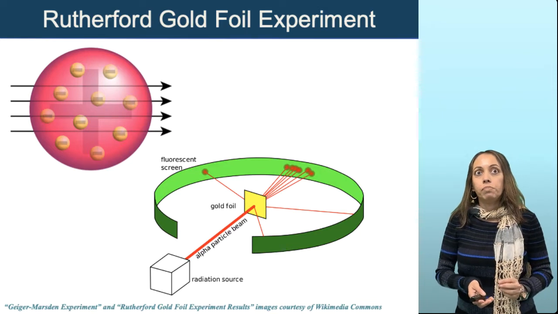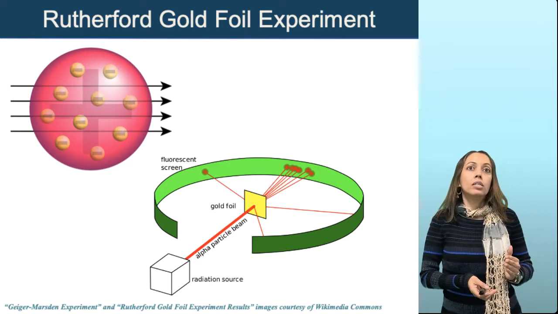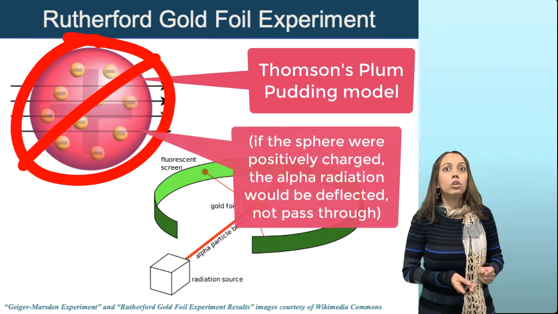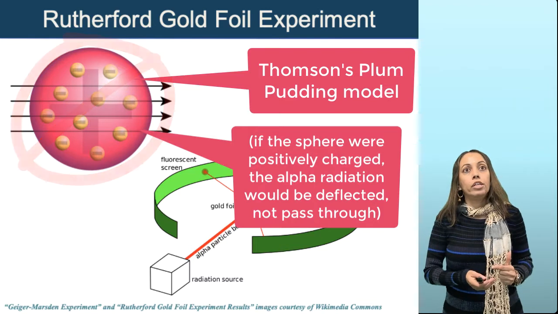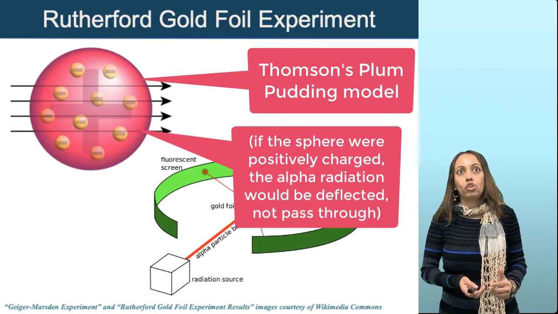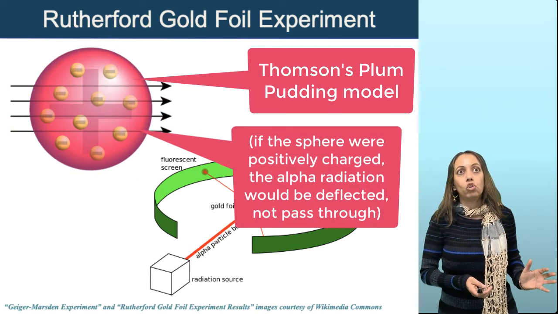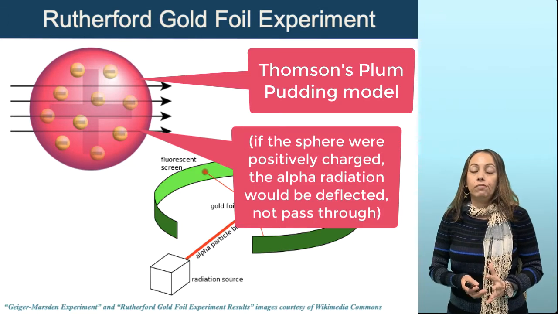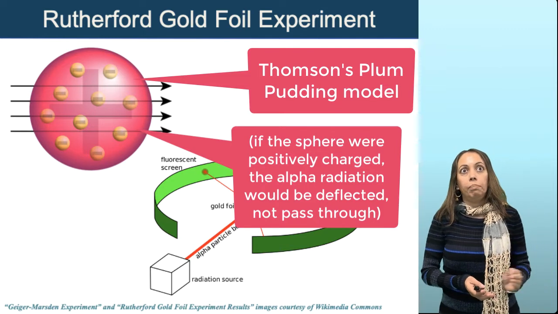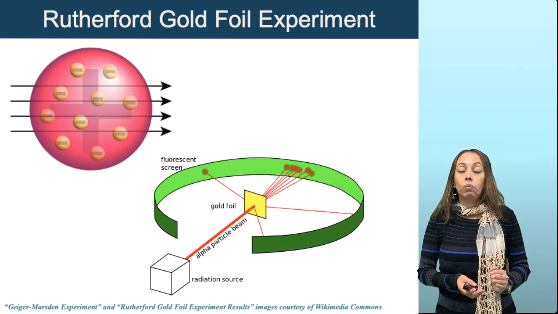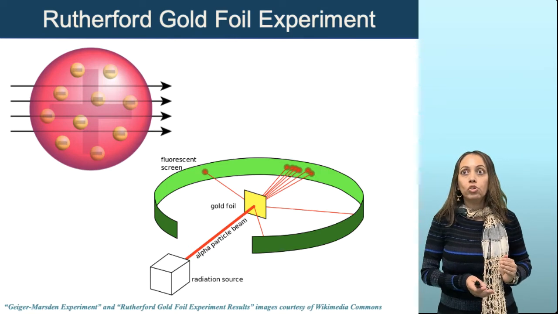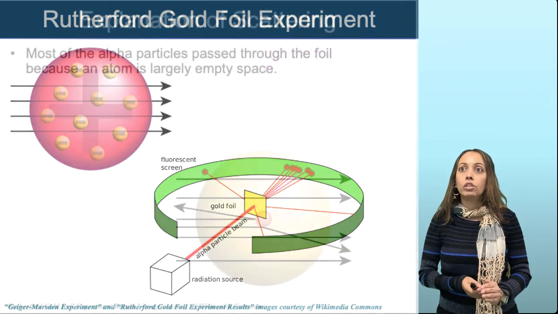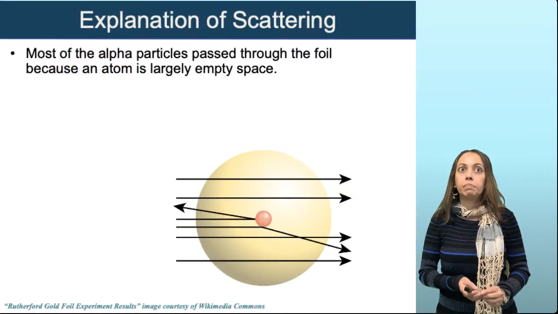So based on the 3 observations, Rutherford said that the plum pudding atom, the model, is no longer valid. If you take a look at the plum pudding model, according to Thomson, the sphere is a positive charge. So if the alpha rays are positively charged, they cannot move past the sphere of positive charge. The positively charged sphere will obstruct the pathway of the alpha rays. So based on the first observation, where most of the rays went straight through the gold foil with no obstruction, Rutherford concluded that most of the atom is empty space.